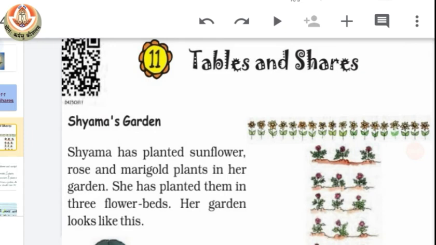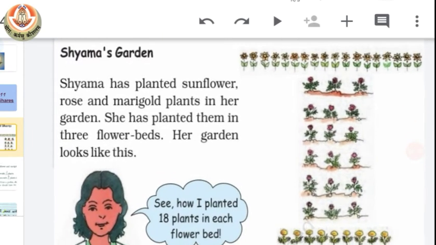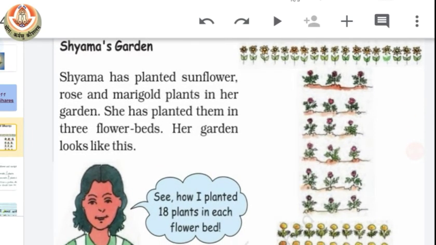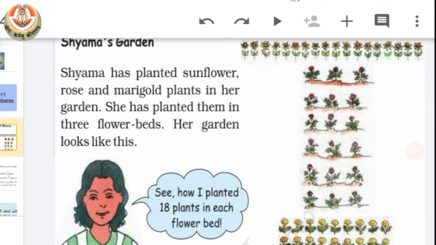In the starting of this chapter, we have a little story about Shama's garden. Shama has planted sunflower, rose, and marigold plants in her garden. She has planted them in three flower beds. You can see here the first, second, and third flower bed. Now, she says, see how I planted 18 flowers in each flower bed.